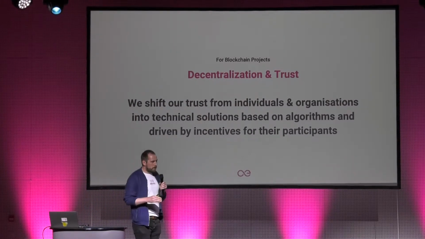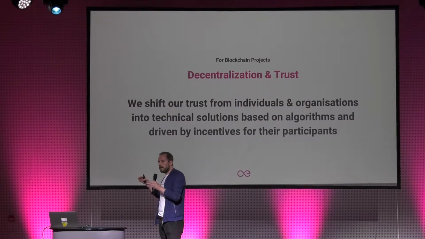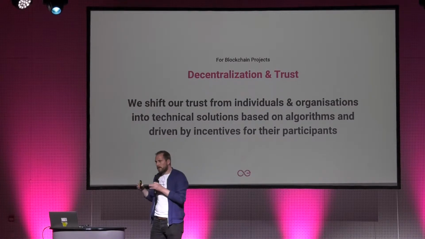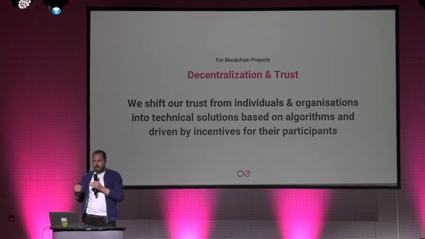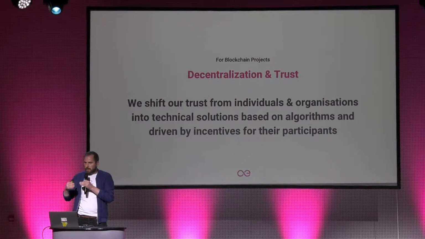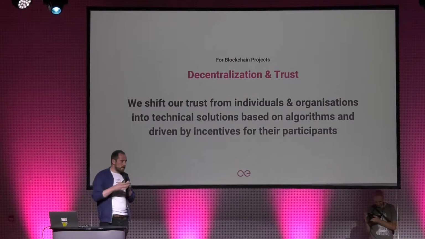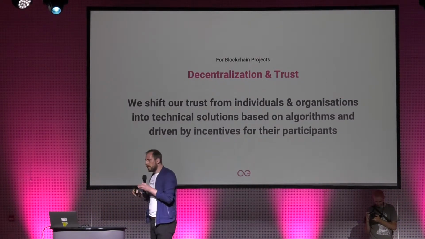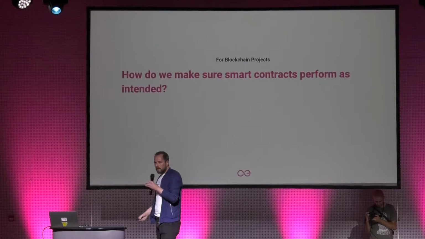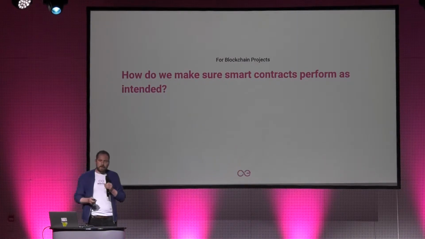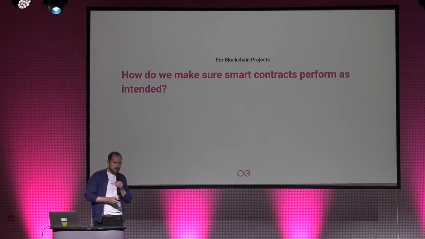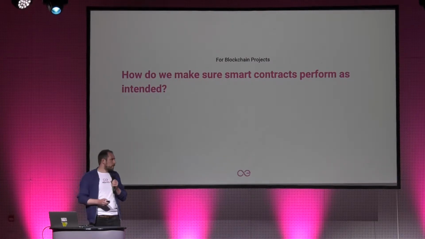So for decentralized applications, we basically shift our trust from the old web where we trusted individuals or organizations into technical solutions that are based on code and driven mostly by incentives of their participants. So the big question is, how do we make sure that this code does what we want and behaves the way we intended it? For your app projects, this is especially important about smart contracts. And I will show you a little bit what's the Eternity approach to solve this.